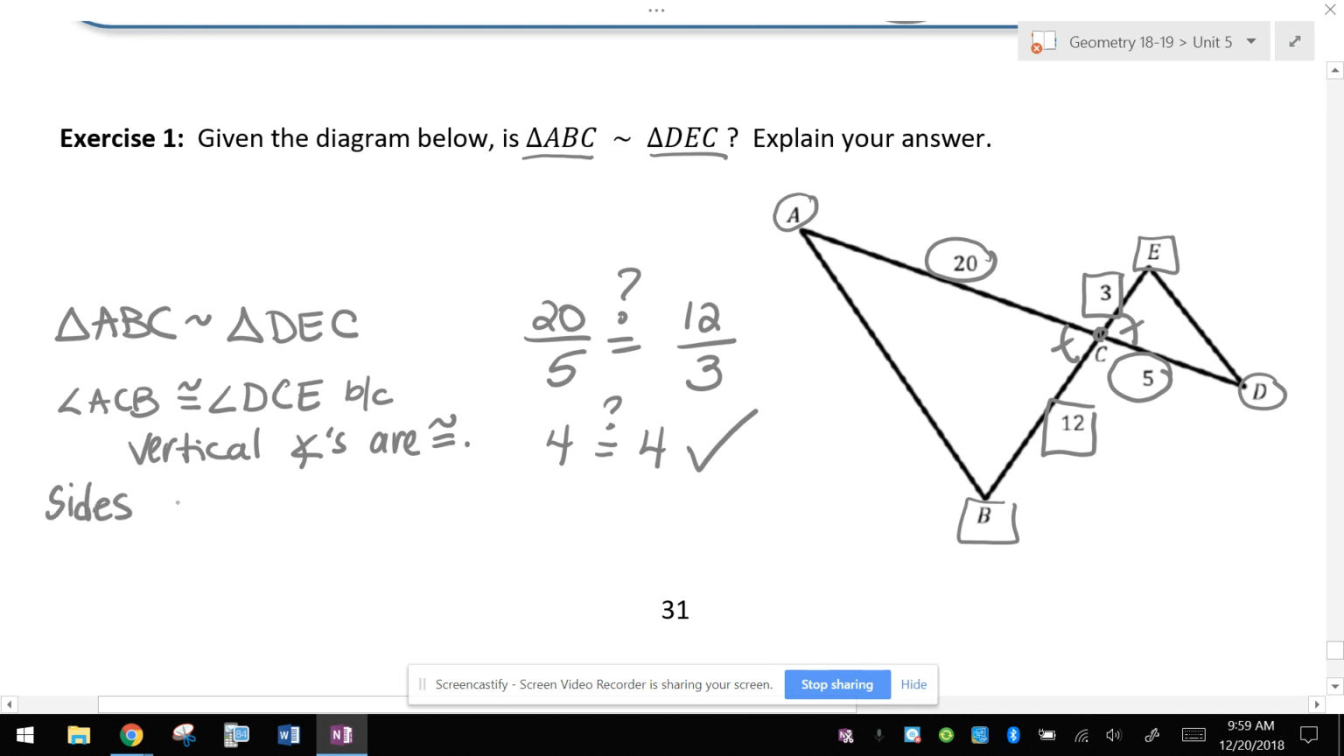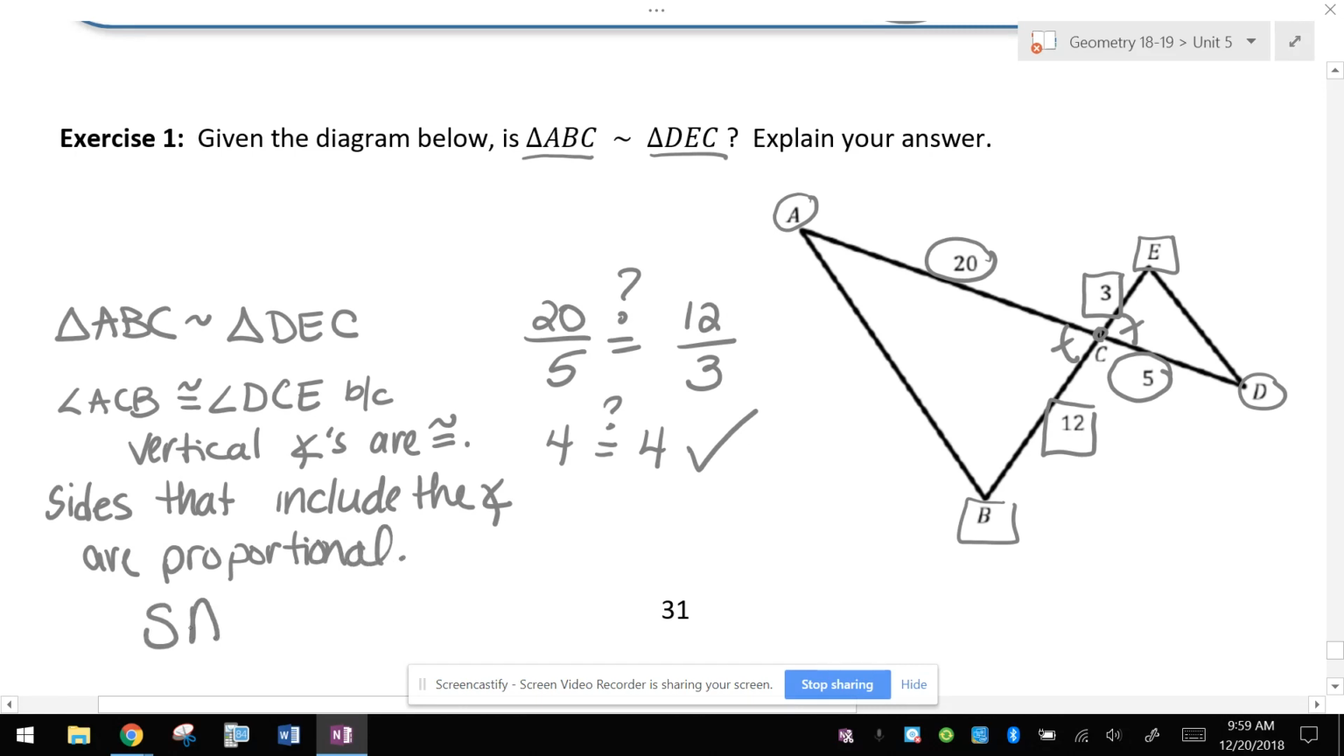And the sides that include the angles are proportional. So we have SAS similarity. All right, I'll take a minute to let you guys jot that all down. So SAS similarity just says if you can't get two angles, get an angle and the surrounding sides, and that would mean they're similar. But this time, the surrounding sides don't have to be congruent, like in SAS congruence. They have to be proportional.